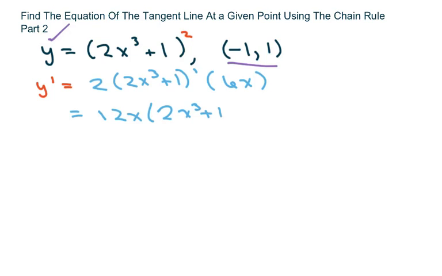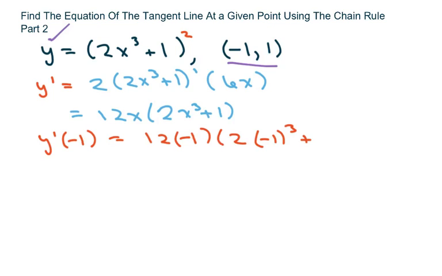And we don't really need to simplify too much because all we're trying to do is evaluate -1, our x, to find our slope. So that's going to be 12 times -1 times 2 times -1 to the third power plus 1. And when you fix all this up, you're going to get 12 times -1, which equals -12.